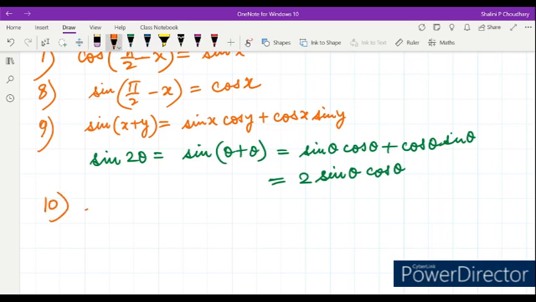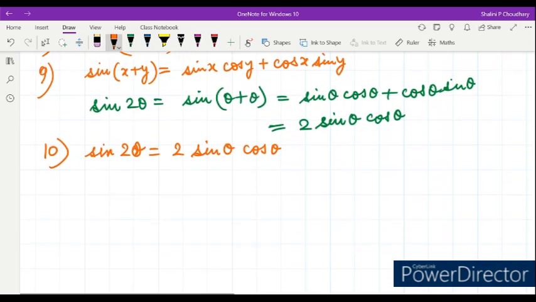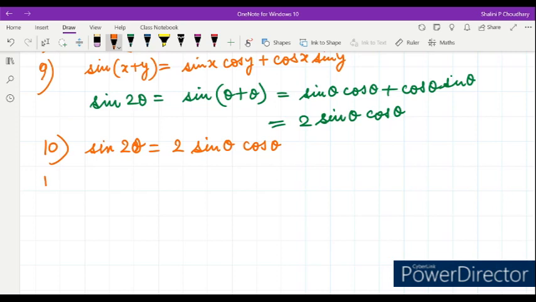So sin 2 theta will be equal to 2 sin theta cos theta, right? This way we can also write sin x as equal to 2 sin(x/2) cos(x/2). Like this we can write based on this one. There are some more formulas, and we'll see them.